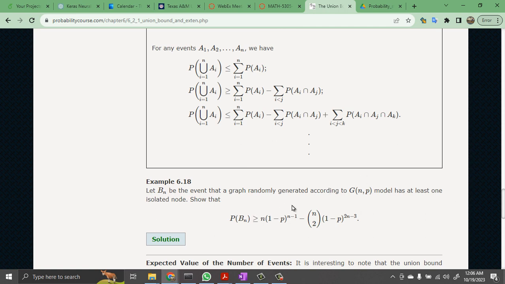Now you can see here what he's done. If you look at this example, let B_n be the event that a graph randomly generated according to the G(n,p) model has at least one isolated node. Show that the probability is greater than or equal to this term, which we saw before, minus this term. Okay. So this is going to be using the second Bonferroni inequality. This term we've seen before. This term, 1 minus p to the 2n minus 3, is the probability that any 2 given nodes are isolated.